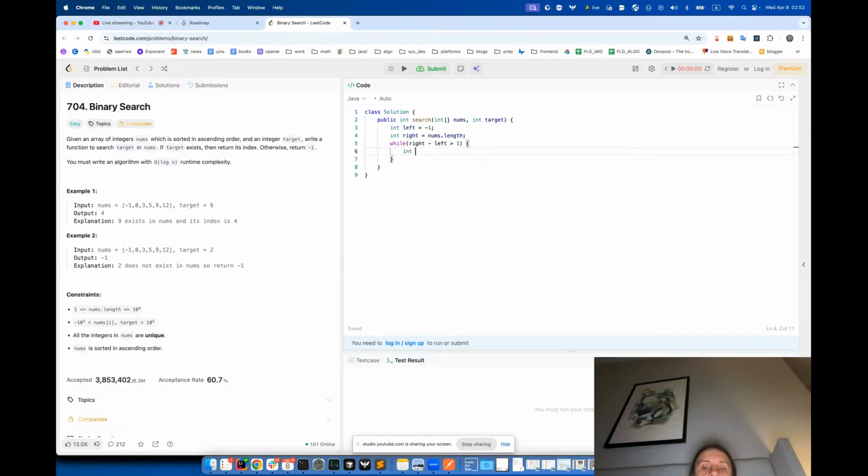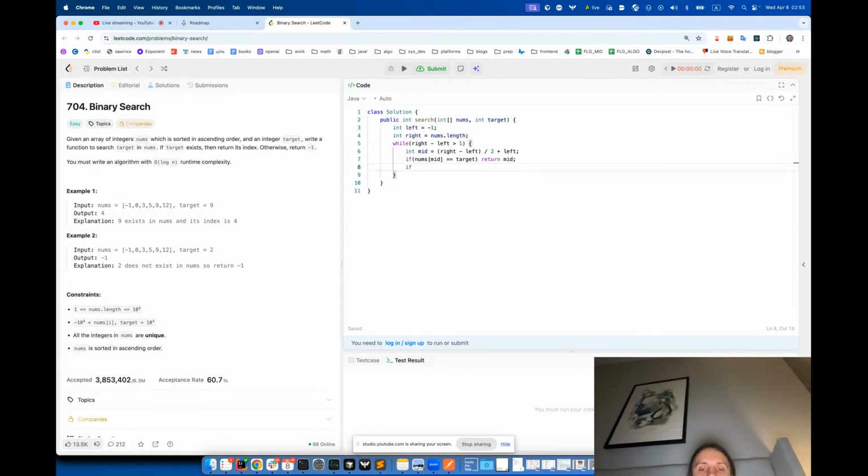So first we find a mid by right minus left divided by 2 plus left, and then we can check if nums mid is equal to target, then we just return it.